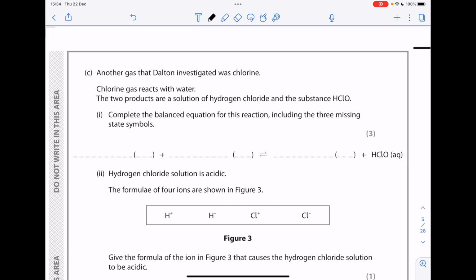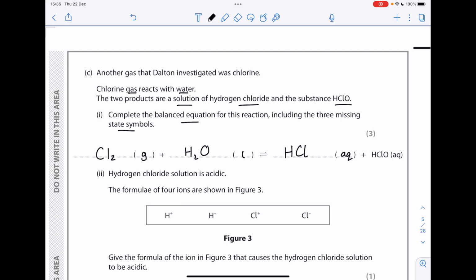Another gas that Dalton investigated was chlorine. Chlorine gas reacts with water. The 2 products are a solution of hydrogen chloride and the substance HClO. Complete the balanced equation for this reaction, including the state symbols. Lots of clues here. First of all, let's start with chlorine. It's a diatomic molecule, so it's Cl2. We've been told it's a gas. We're reacting it with water, which is a liquid, to form hydrogen chloride solution. The solution indicates that it is aqueous.